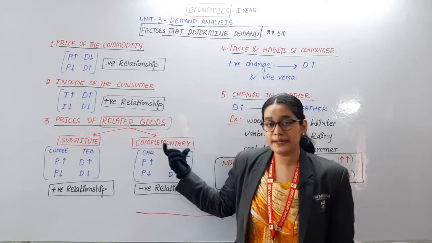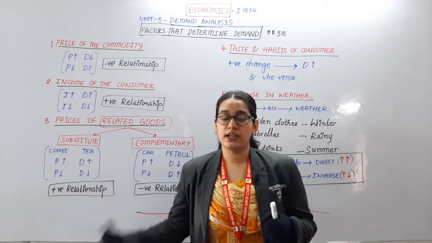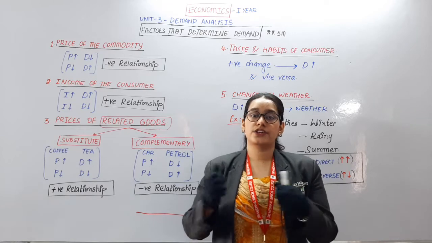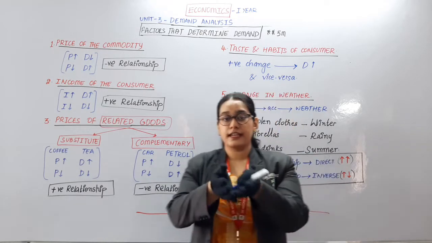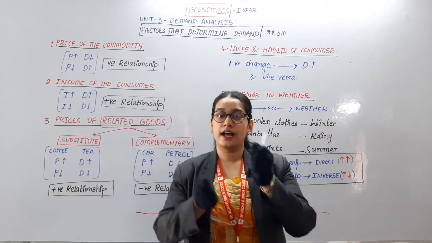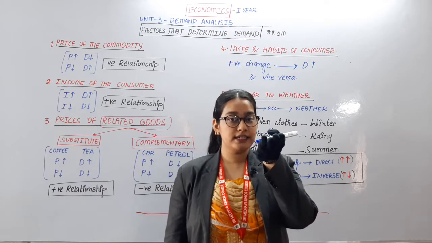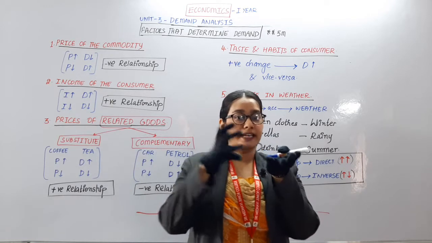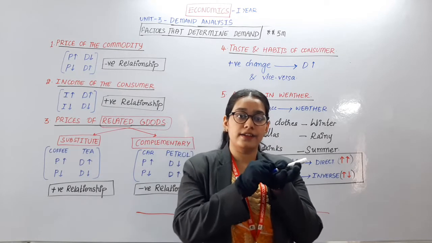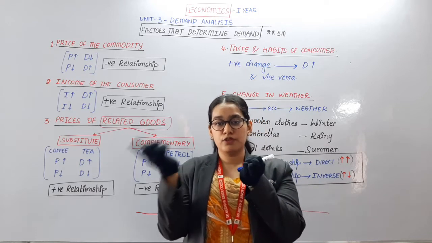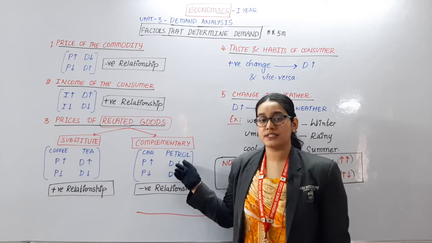Next point, complementary goods. If I want to drive a car, I need petrol. Without petrol, I cannot drive my car. Is that clear? Now, listen carefully. When the prices of cars are increased, will anyone buy cars at higher prices? No, no one will buy cars. When you don't drive a car, will you need petrol? You don't need it. So the demand for petrol comes down.